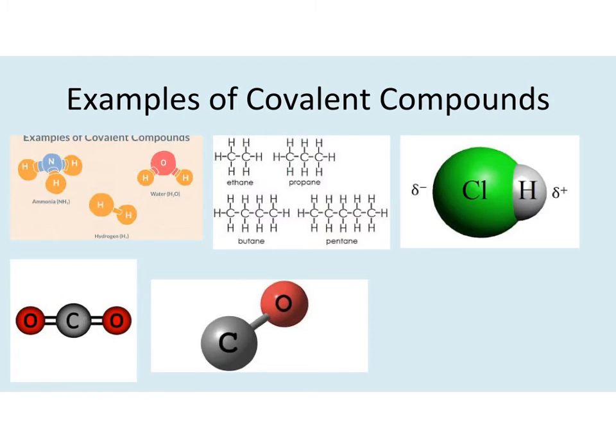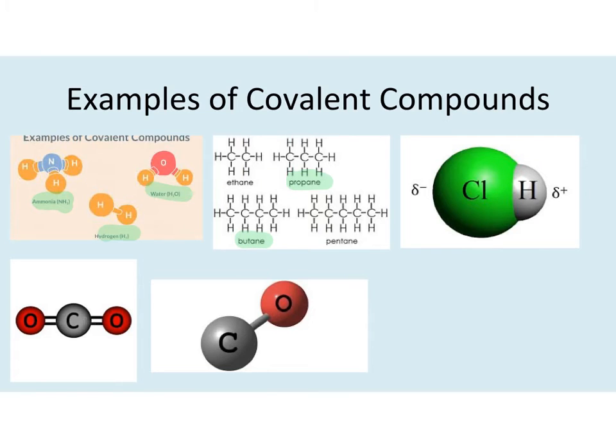So here's just some common examples of covalent compounds. We've got ammonia, which is nitrogen and hydrogen bonded together, two nonmetals. Hydrogen gas, water. This is propane. You may have heard of this before. Okay, this is what your barbecue probably runs on, or if you live in the country, you might heat your house with this. And again, it's just carbons and hydrogens, two nonmetals.